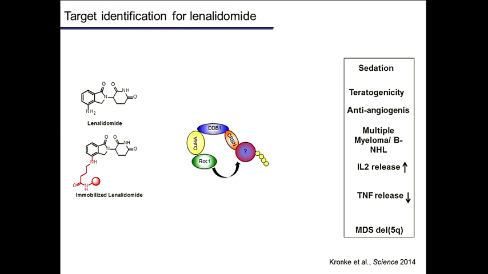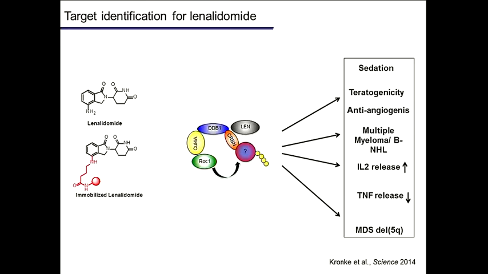There are sedative effects and antiemetic effects. That's why thalidomide was developed. Teratogenic effects, the phocomelia from thalidomide, anti-angiogenic effects, the effects in B-cell neoplasms, including multiple myeloma. These drugs induce the release of IL-2 while inhibiting the release of TNF-alpha. These effects are why the drugs are called immunomodulatory agents, and are very, very powerful effects in vitro. And then the activity in del(5q) MDS that we were originally interested in. So could lenalidomide lead to all of these different effects by modulating one ubiquitin ligase?